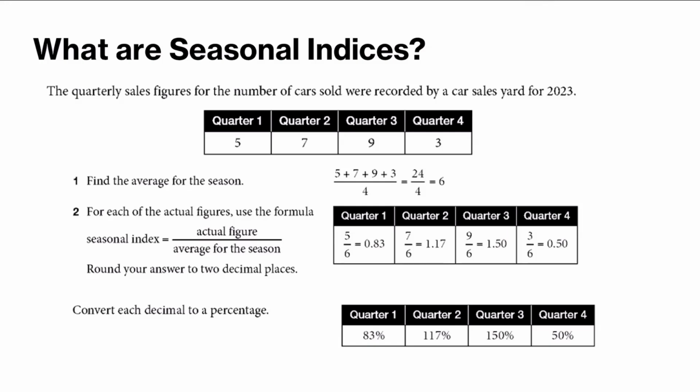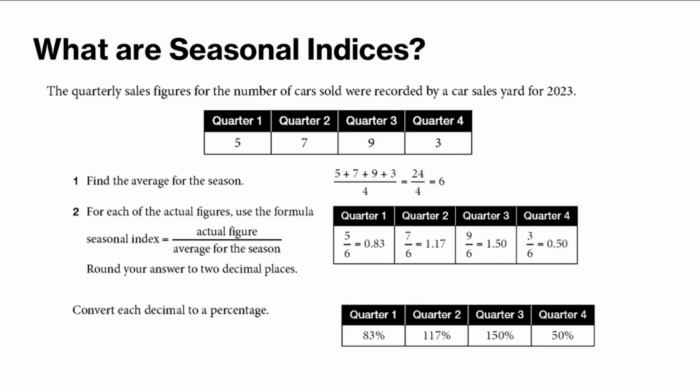In this example, we have the quarterly sale figures for the number of cars sold at a car sales yard in 2023. Using the data given, we can see that we have 5 cars in Q1, 7 in Q2, 9 in Q3, and 3 in Q4. What we want to do is figure out the average number of cars sold in each quarter. To determine that, we can add all numbers together and divide by 4. So the average number of cars sold is 6.